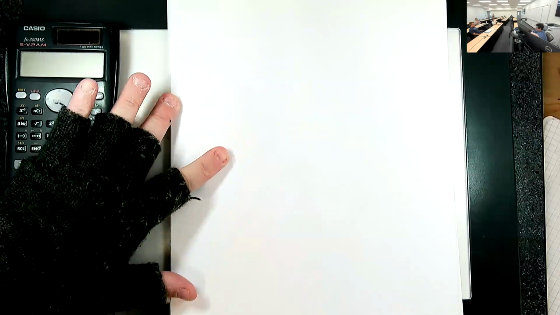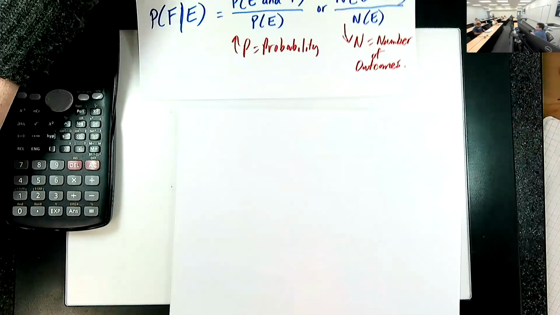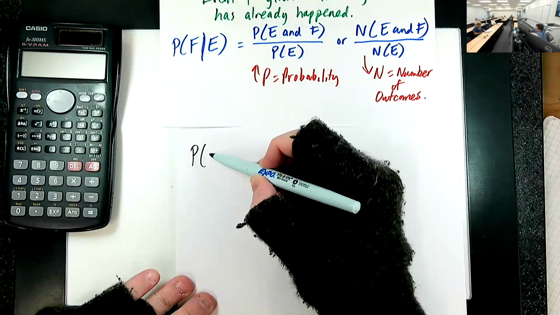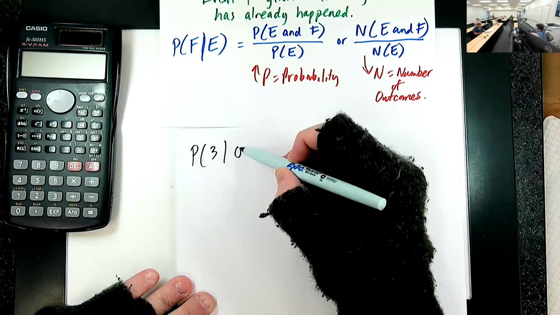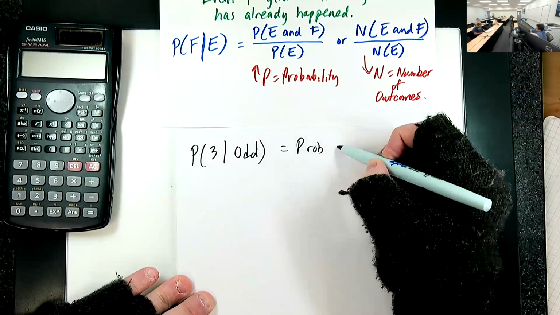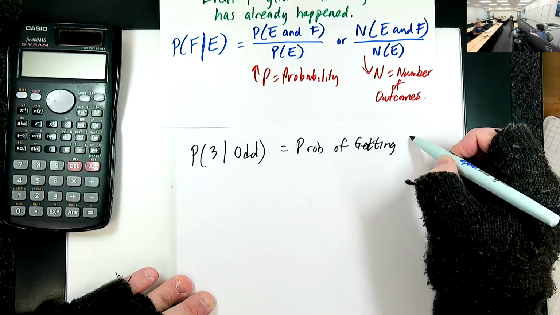Let's look at this rolling thing real quick. So I'm going to leave that formula up so you can see it, so we're working with it. So I said the probability of rolling a 3 given an odd. Probability of getting a 3 knowing it's odd.